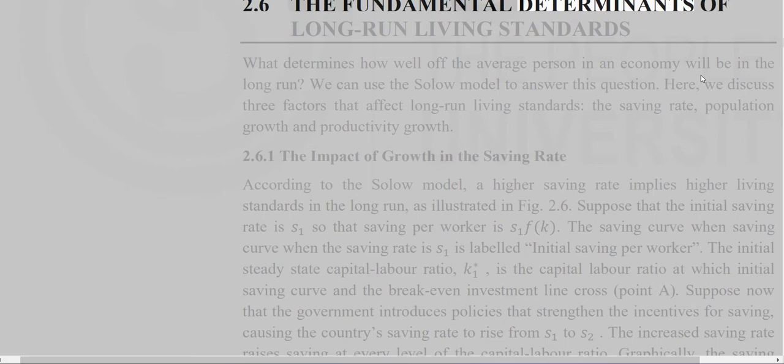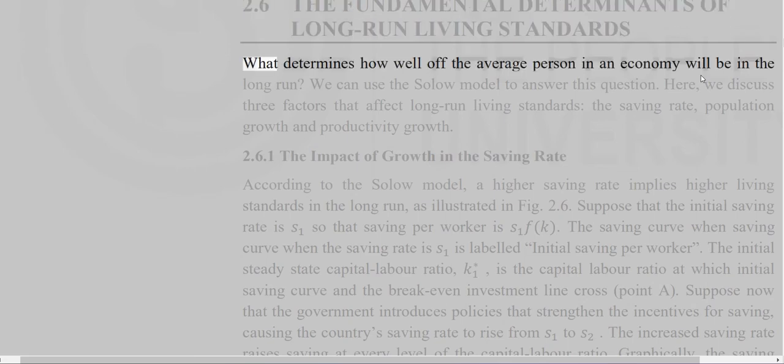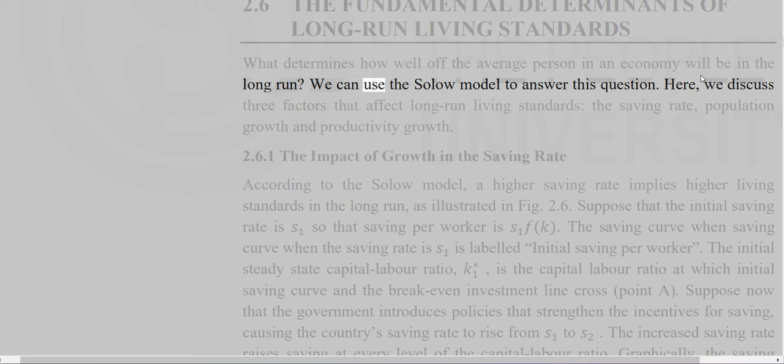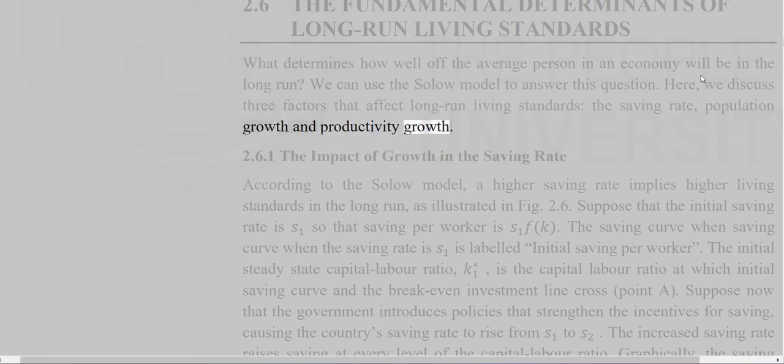2.6. The fundamental determinants of long-run living standards. What determines how well off the average person in an economy will be in the long run? We can use the Solow model to answer this question. Here, we discuss three factors that affect long-run living standards: the saving rate, population growth, and productivity growth.